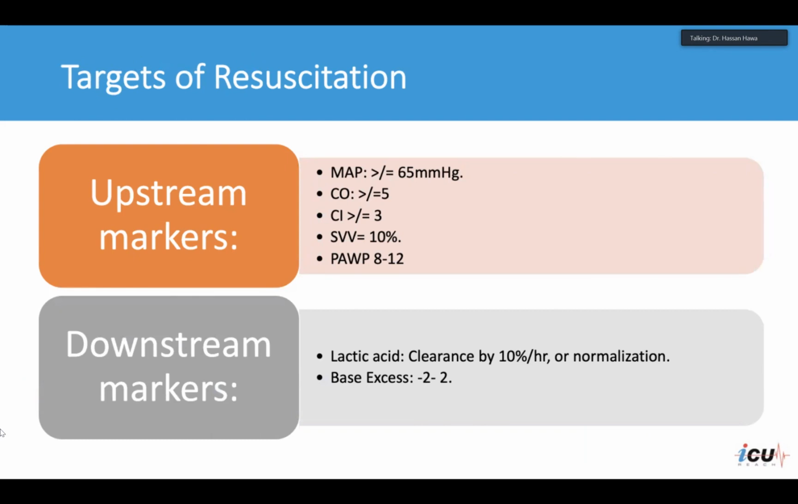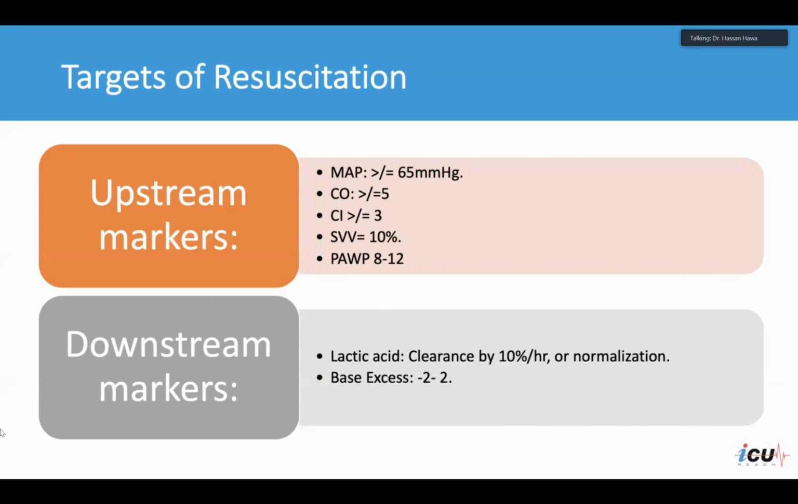Now, when you are resuscitating your shocked patient, what are the targets that you aim for? Well, we have upstream markers and downstream markers. For the upstream markers, you have the mean arterial pressure, and it's commonly accepted that a MAP of 65 and above is a good target to aim for. However, as we mentioned yesterday, you have to individualize the MAP according to your patient's condition. Cardiac output of more than 5 is usually good, or cardiac index more than 3. Stroke volume variation, try to keep it 10 or less.